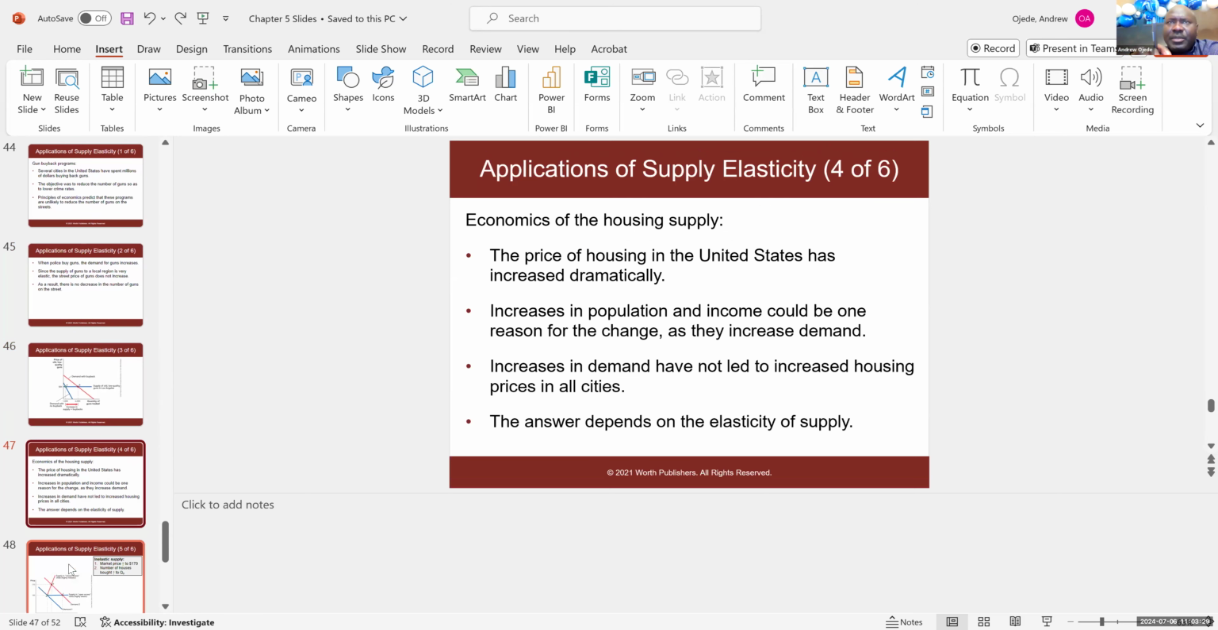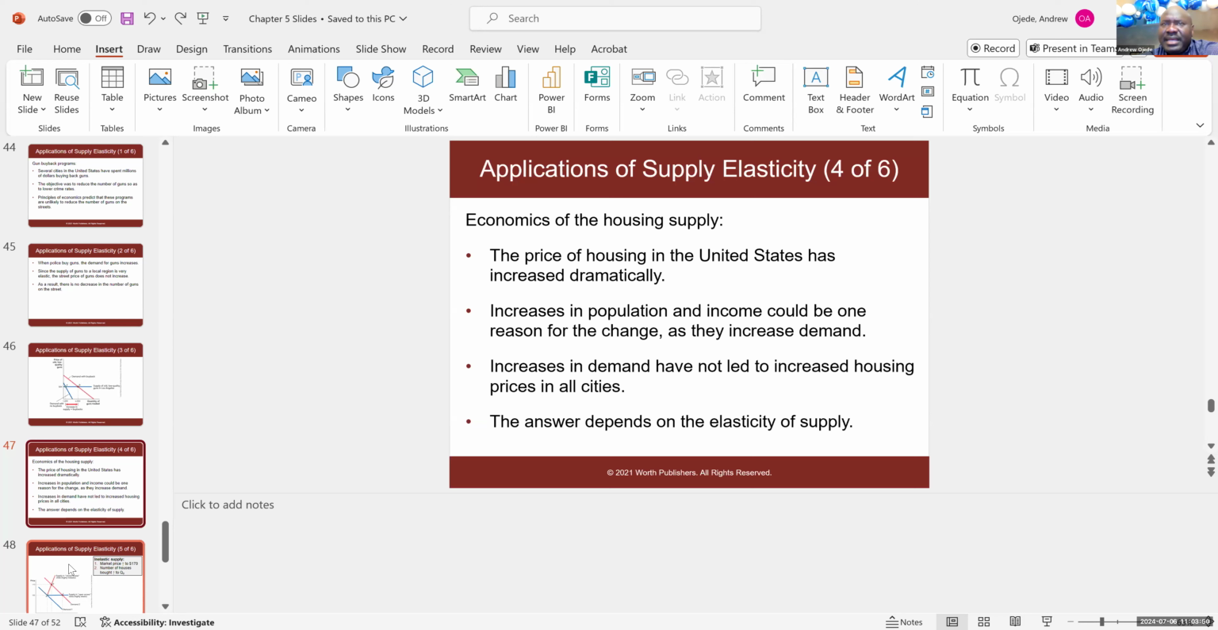You can also think about economics of housing supply. The price of housing in the United States has increased dramatically. Like places like Austin, you guys know that over the past 10 years, that's increased a lot. Increase in population and income could be one reason for the change, as the increased demand. But increase in demand has not led to increased housing prices in all cities.